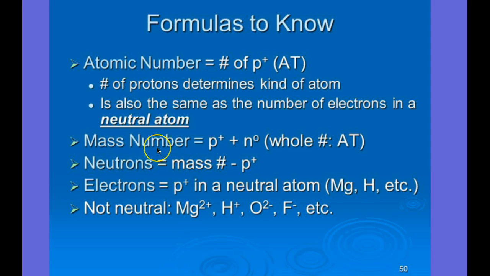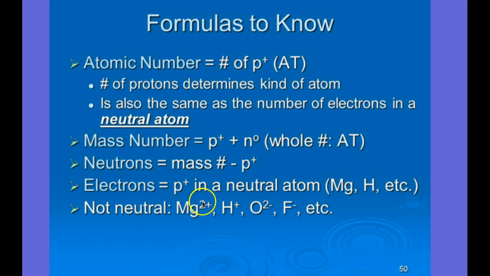The mass number, which is a whole number, is equal to the number of protons plus the number of neutrons. And these are in the nucleus. And again, it's always true that the mass number is a whole number. If you rearrange this equation and put neutrons here, you'd get neutrons equal mass number minus protons. So again, electrons equal the number of protons in a neutral atom.